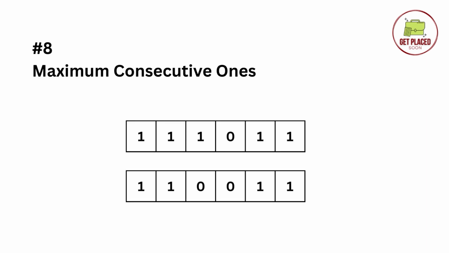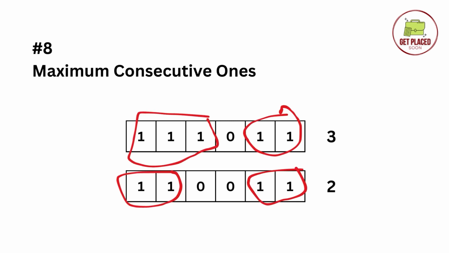In the given example, these are the binary arrays which consist of ones and zeros. Now you can see in the first array we have 3 ones in sequence, after that 1 0 and then 2 ones. Which one is the longest? Which one is the maximum? 3, right? So we return 3. In the second example we have 2 ones, 2 zeros, 2 ones. So we return 2. I hope you understand the question. Now let's see the approach.